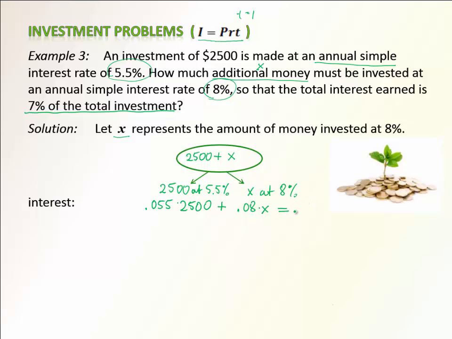So 7% is 0.07 times the total principal, which is 2,500 plus x. So that's how you create your equation, and the rest is just to solve it.